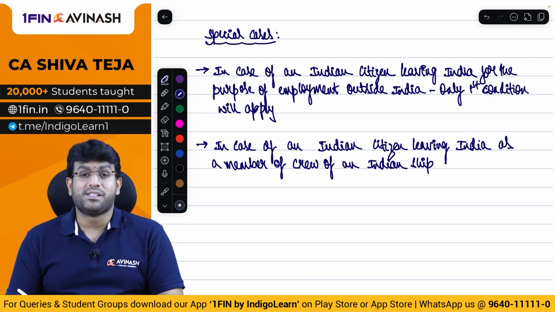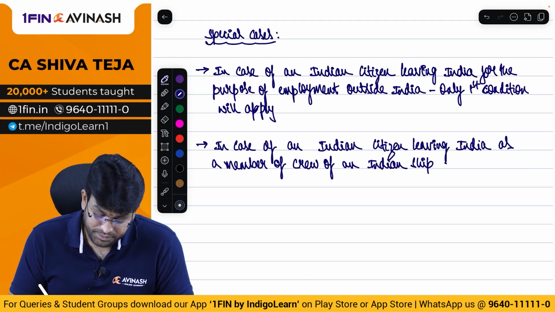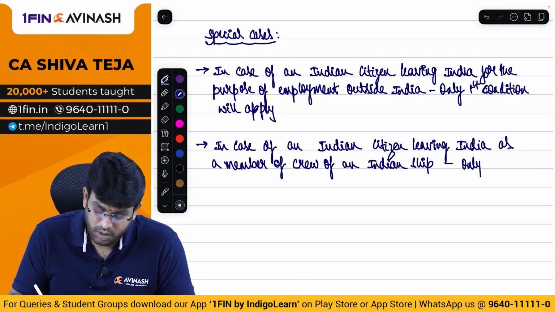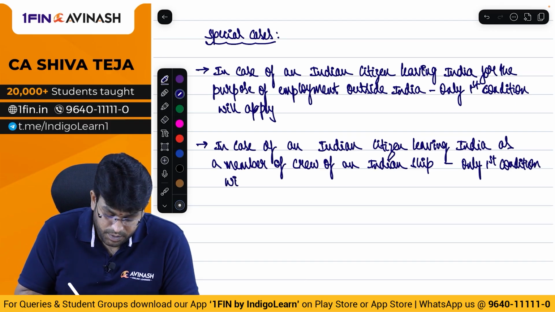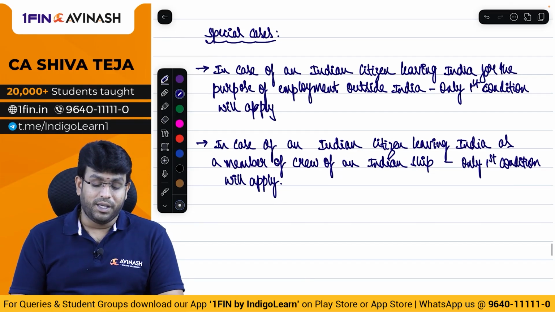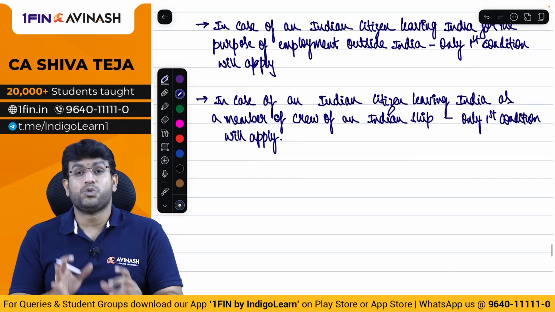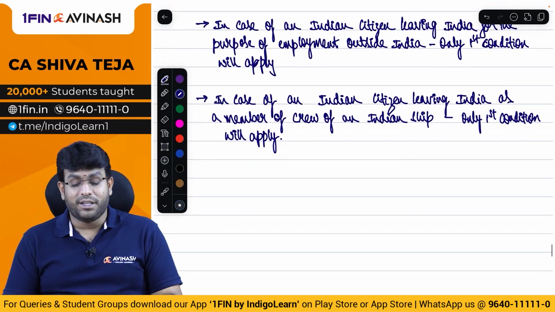So in case of an Indian citizen leaving India as a member of crew of an Indian ship, here also only first condition will apply. That means he must be in India for a period of 182 days or more during the tax year. Then only we'll treat him as resident. So in these two special cases, we will not apply that condition called 60 and 365.